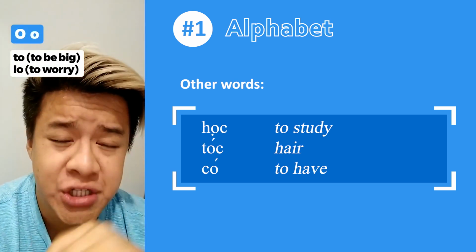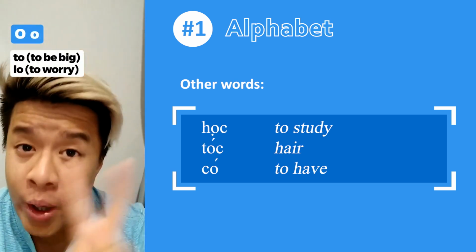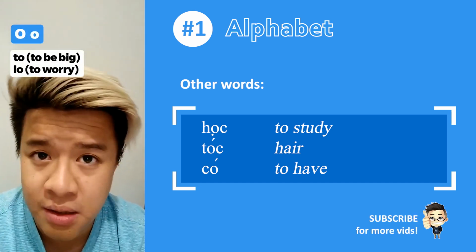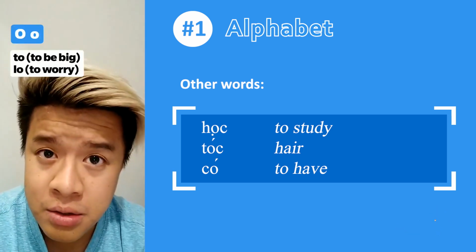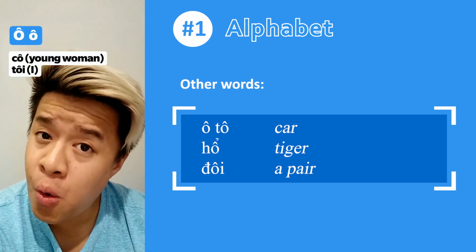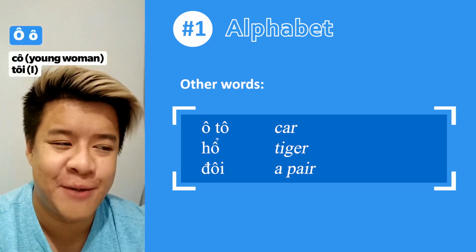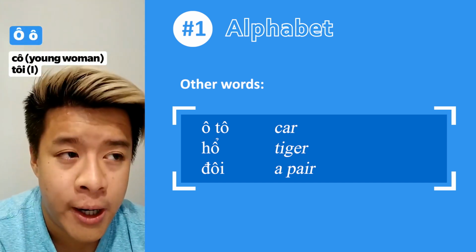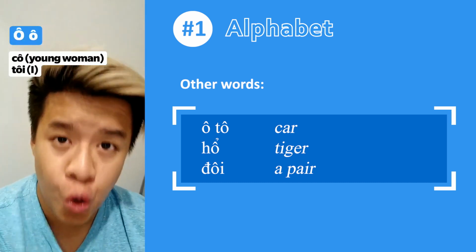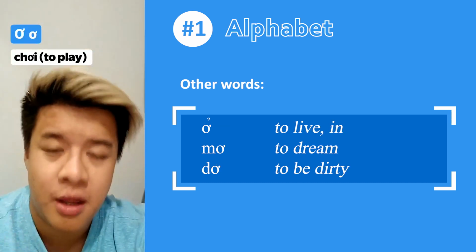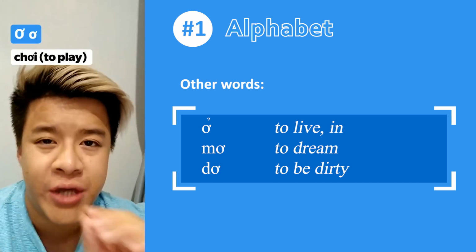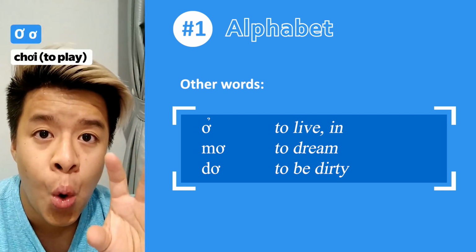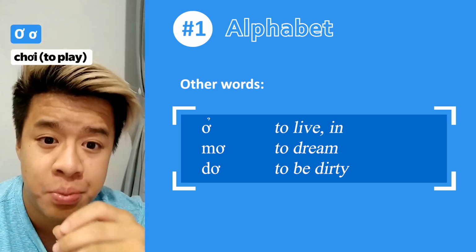Then we have three variations of the letter O. The normal one is pronounced as O, for example, and da to be big, da, or la to worry, la. Then we have the O with the accent circumflex again. For example, go, go means young woman, or toi, which means I, toi. Last variation is the O with the hook, and that one is pronounced as a. So you get that sound if you say O, and then you relax your lips. As in chơi, to play, chơi.